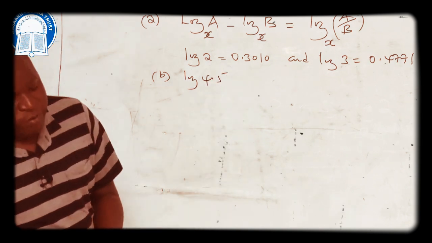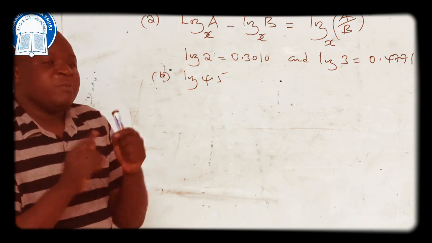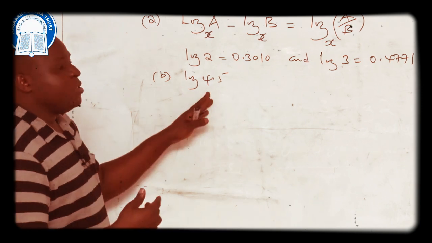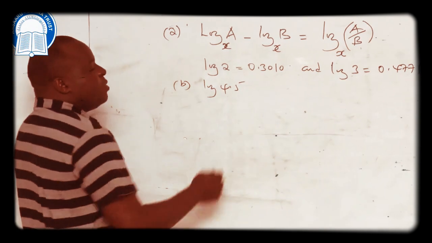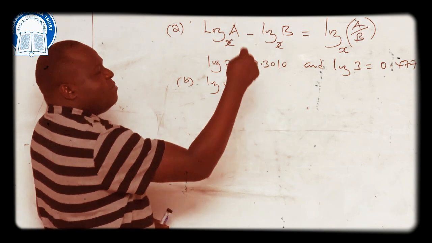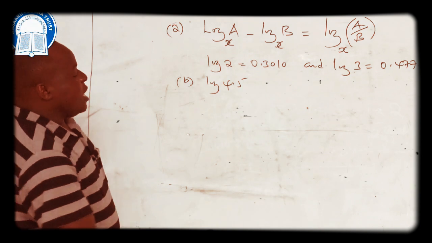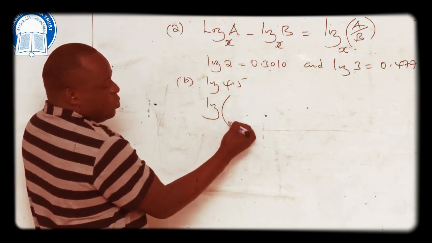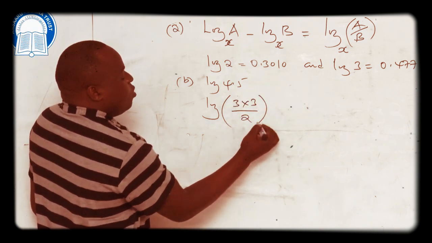Think about 4.5. If there is a 0.5, then it means maybe there is dividing something by 2. And if I divide something by 2, the original number should be this number multiplied by 2. 4.5 multiplied by 2 is actually 9. So if I have 9 divided by 2, I get 4.5. Then that simply means this statement is the same as log 9 over 2. But 9 is the same as 3 times 3, then divide by 2.